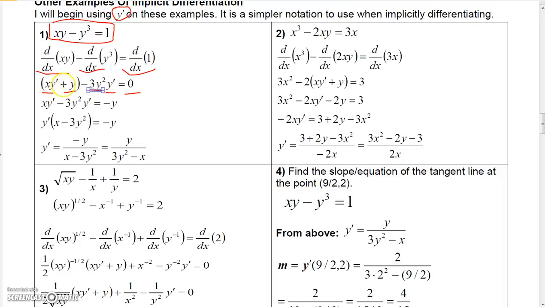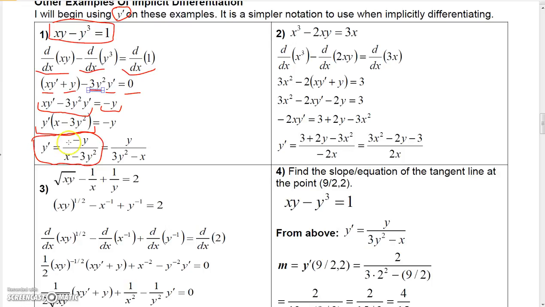So now I have 2 terms with y prime in there, so I'm going to keep those on the left. And then the term without the y prime, which is y, I move to the other side, and it becomes a minus y. Then factor the y prime out of these 2 terms, and I get y prime times x minus 3y squared. And then now I can divide minus y by x minus 3y squared to isolate y prime.